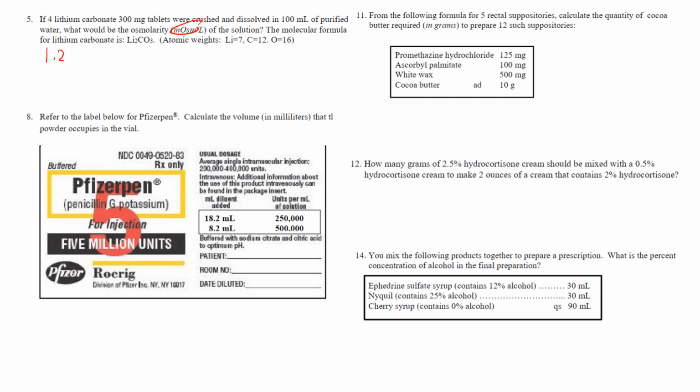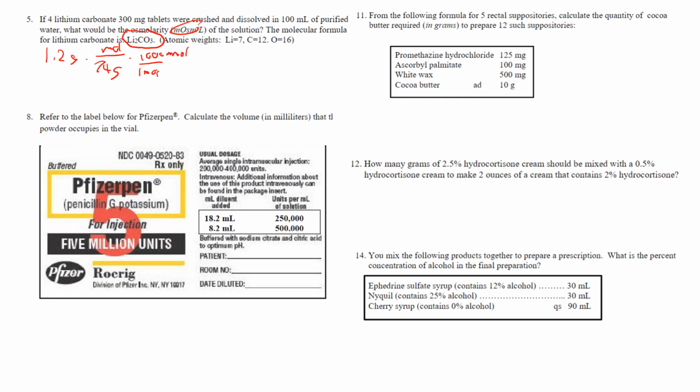We've got 1.2 grams of lithium carbonate times, we do need to calculate grams per mole. We are given the formula down here, which will help us for 2 parts of this problem, both for the molar mass and for the osmolarity. 7 times 2 for the lithium, because there's 2 lithiums, plus 1 carbon, which is 12, plus 16 for the oxygens times 3. We get a molar mass of 74 grams per mole times 1 mole, 1,000 millimoles.